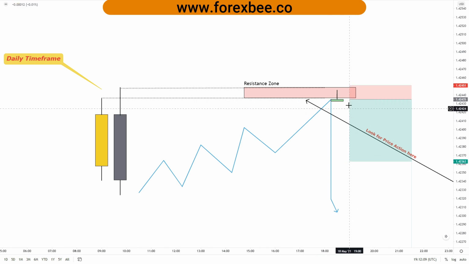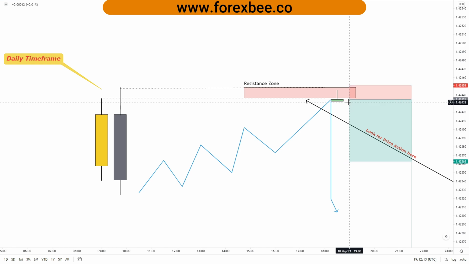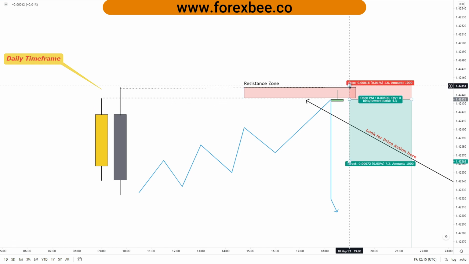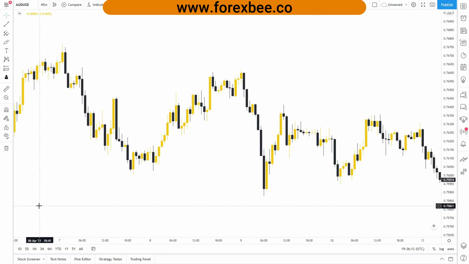Okay, so what we will do is open our trade and put our stop loss just above our resistance zone in order to cover the spread as well. So let's try to understand this through a live example. Now, without any further ado, let's try to understand this through a live example.